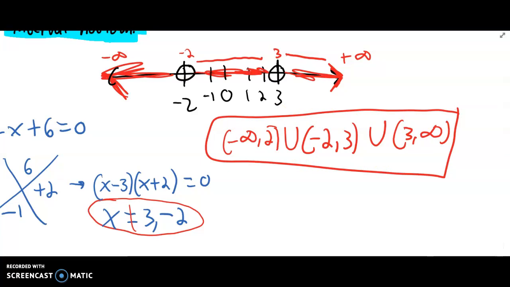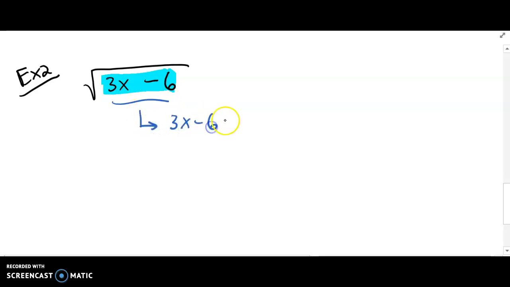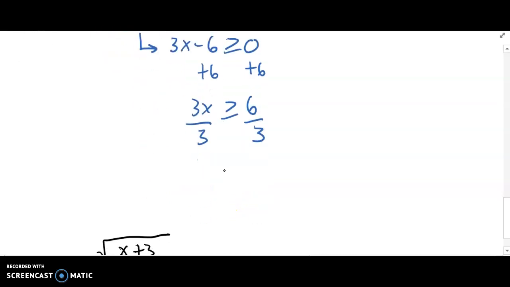Okay, let's look at another example. Great, we have a square root. This is our second case, our rule number 2. There's no denominator here, so nothing to worry about there. I just need whatever's under the square root to not be negative. To make it not be negative, we're going to say greater than or equal to 0. Now we solve. Add 6. Divide by 3. X is greater than or equal to 2.